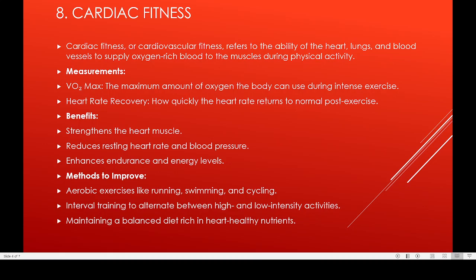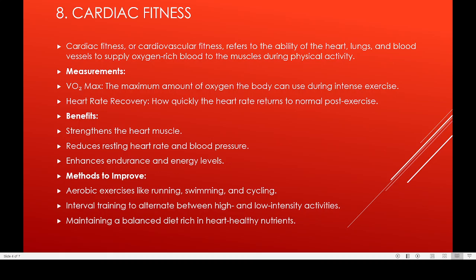So how quickly the heart returns to normal post an exercise. After doing a heavy exercise, how much time you are taking to come back to the normal state. That is also an indication of your heart health, the health of your heart. If you are taking a longer time, that means the heart is not so okay.